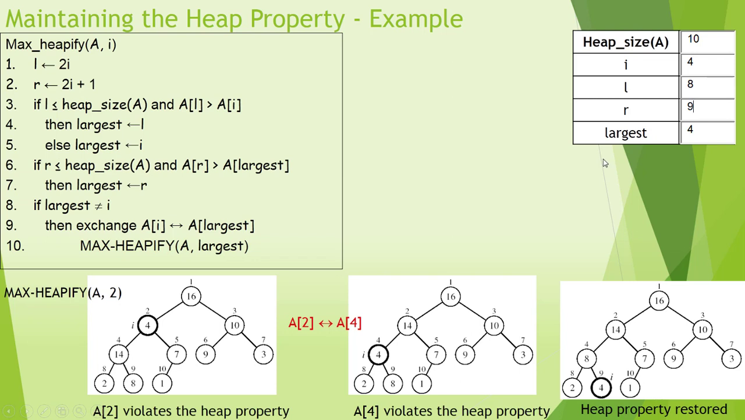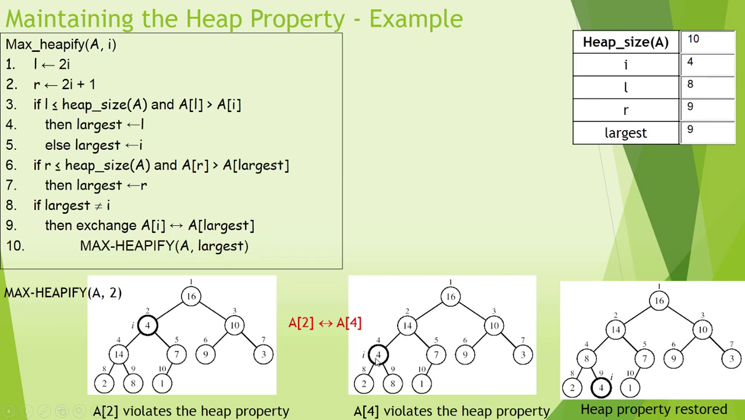Largest is I. So largest is 4. Then it will execute line number 6. R is less than or equal to heap size of A. 9 is less than or equal to 10. So this condition is satisfied. We will test this condition. A of R is A of 9. A of 9 is 8. 8 greater than A of largest. A of 4. A of 4 is 4. So largest is R. So now the value of largest becomes 9.